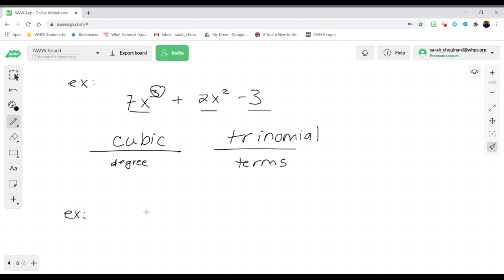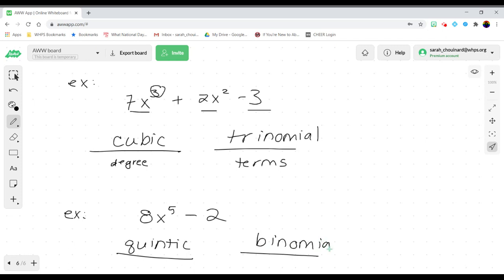Let's try this one. Let's try 8x to the 5th minus 2. So first name, degree, last name, terms. The first name is going to be quintic. The last name, because it's 2 terms, is binomial.